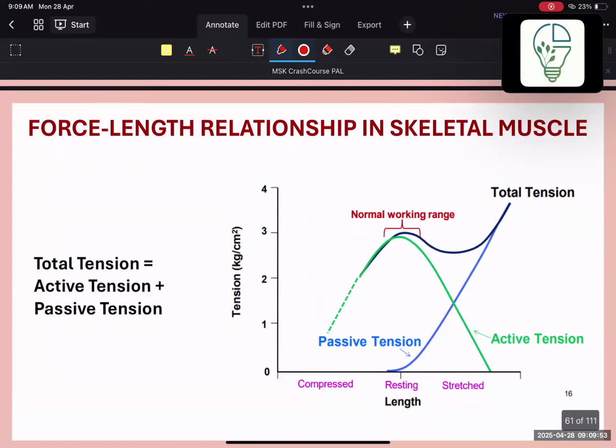And the last thing from this graph is that total tension will just be both active tension and passive tension added. And on the graph, it kind of looks like, oh, I think my screen disconnected for a moment. Please give me a moment to reconnect it.